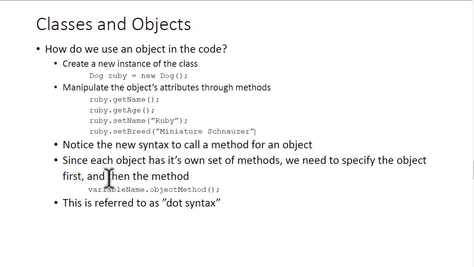We talked about the dot syntax. So the dot syntax is telling us to use this method on this object. Because when you create multiple objects, you're going to have different object names, but the methods will all be the same. There's going to be a get name for every object of the type dog. They're all going to be the same method. So the dot will tell us which variable to access. So variable name dot object method.